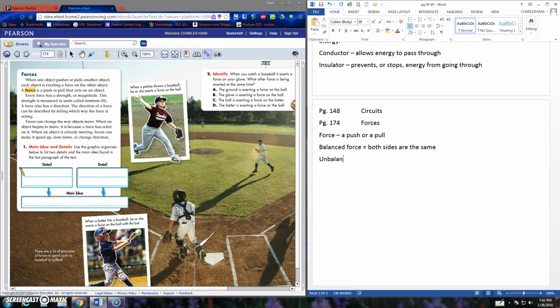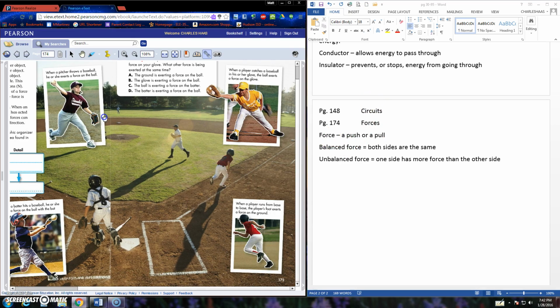An unbalanced force, the sides are not the same. One side is stronger than the other. And that would be an example of Mr. Haas playing tug of war with one of you. It would probably be unbalanced. Theoretically, I should win because I should have more force.